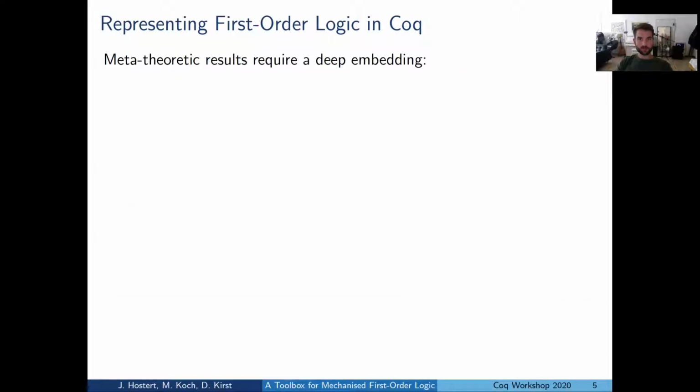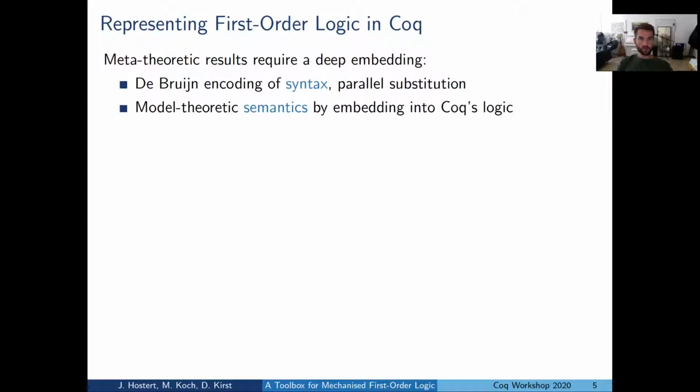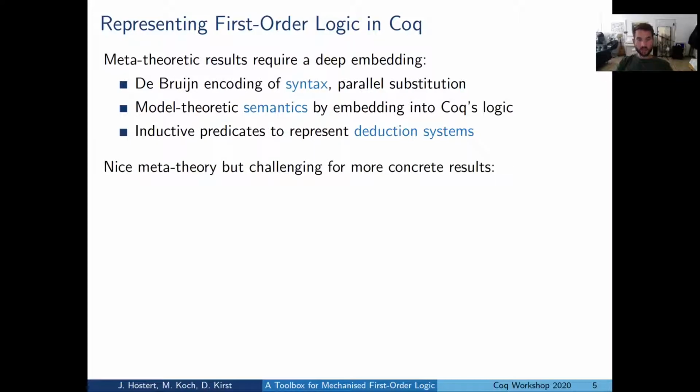Since we are mostly interested in these meta-theoretic results so far, when we want to represent first-order logic for these purposes, there's no way around a deep embedding. One standard way of doing a deep embedding is to use the de Bruijn encoding of the syntax with parallel substitution. For the model theoretic semantics, you use an embedding into Coq's logic, and the deduction systems are represented by inductive predicates.